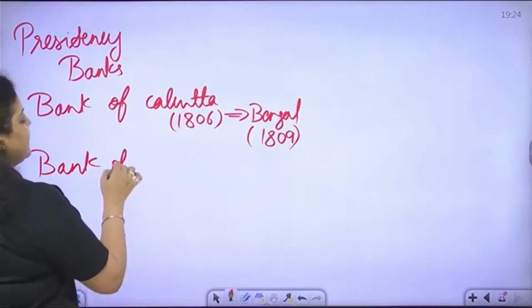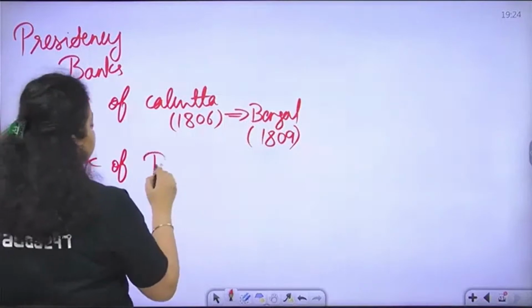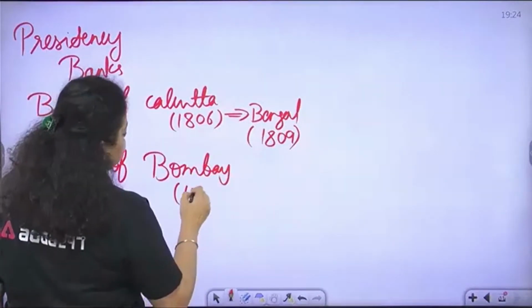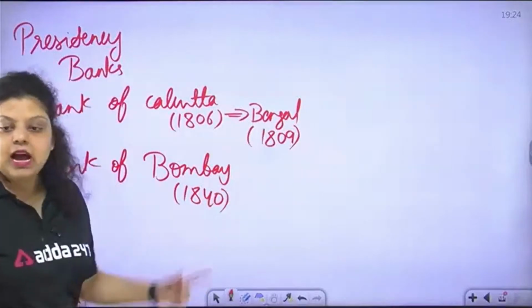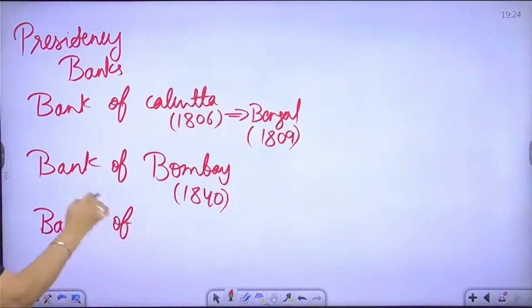After that, in 1840, we got the second presidency bank, and that bank was Bank of Bombay. It was established in 1840, right? After this, we got the third presidency bank, named Bank of Madras.